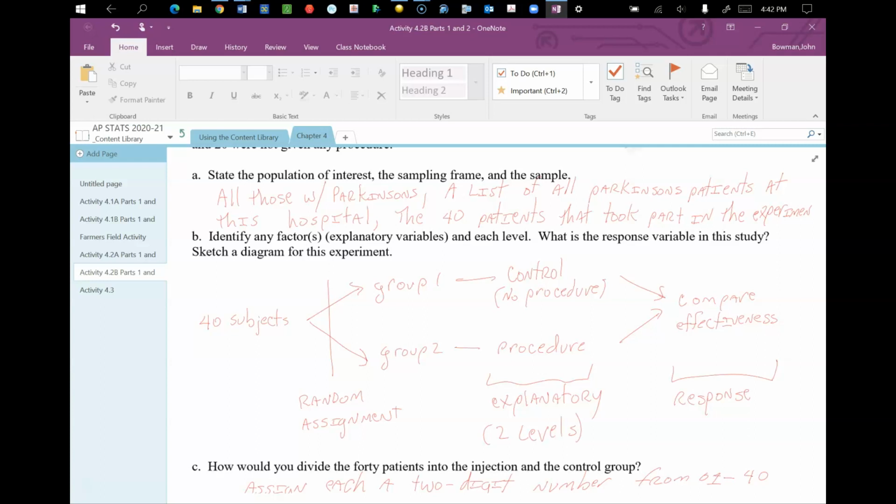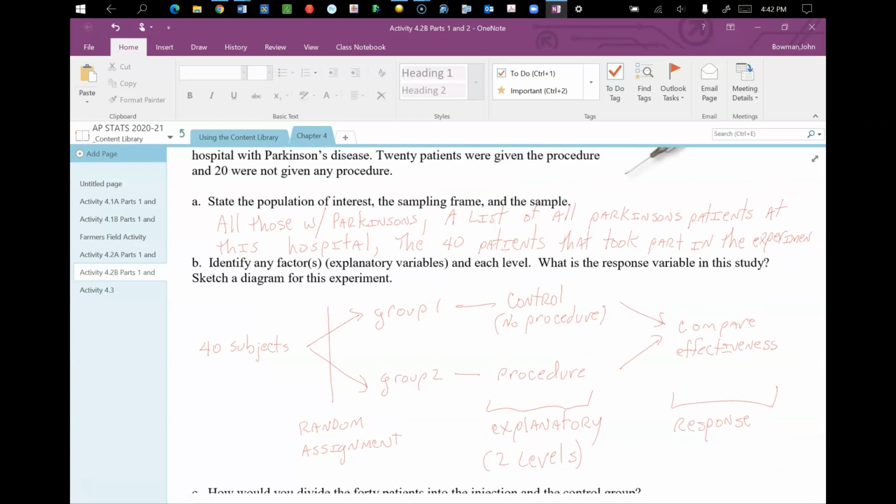I'm not necessarily answering this in the correct order. There were 40 subjects. They were randomly assigned into 2 groups. Group 1 we'll call the control group. Group 2 we'll call the treatment group. And the control group got no procedure whatsoever. The treatment group got the injection. In the end, we would compare the effectiveness of the two treatments, no treatment versus the actual treatment, and the response variable is the effectiveness of the treatment itself, the injection.